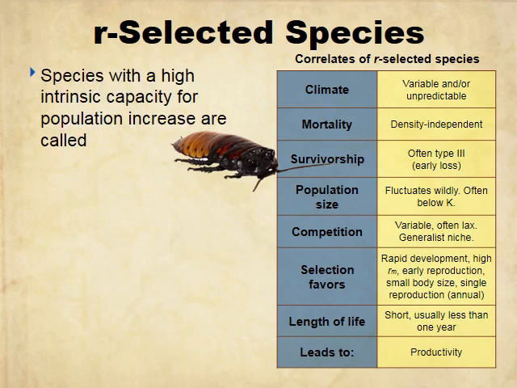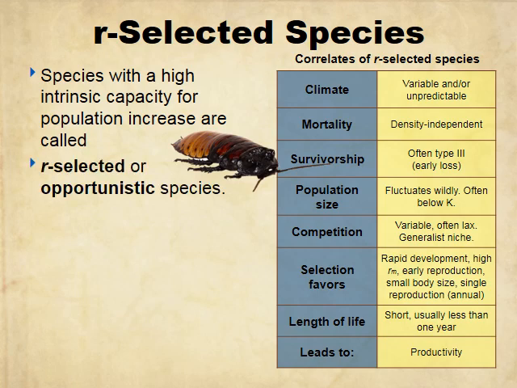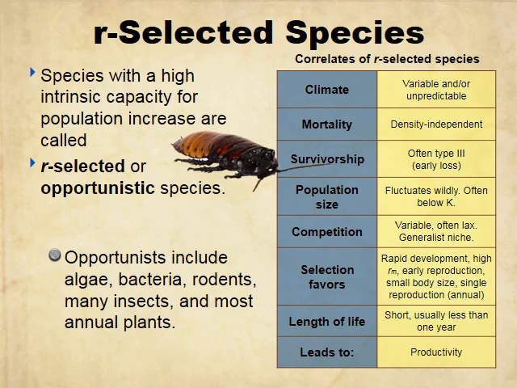So your R species, they can increase very quickly. They're your R selected, your opportunistic species. They're generalists. They'll usually adapt to many areas: algae, bacteria, rodents, insects, and most annual plants. So they can live in many climates. They're usually density independent in terms of mortality. The survivorship curve we're going to look at on the next couple slides.